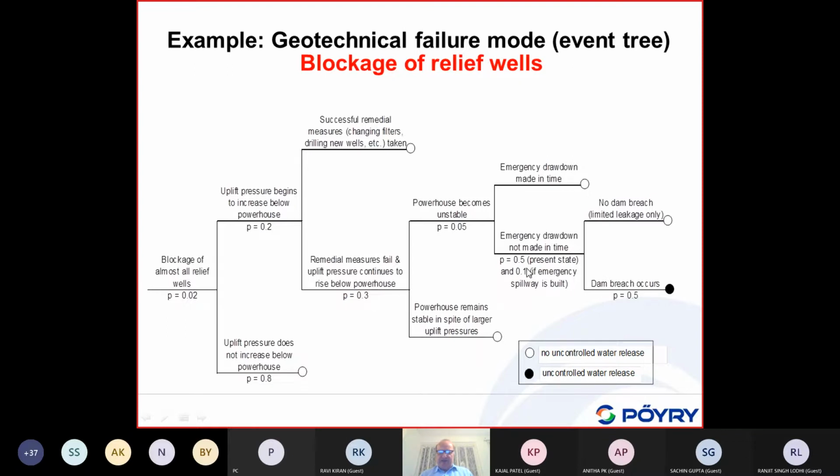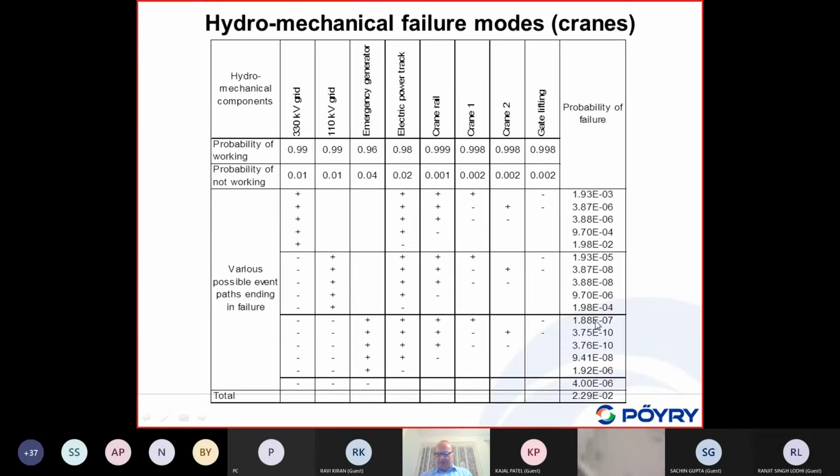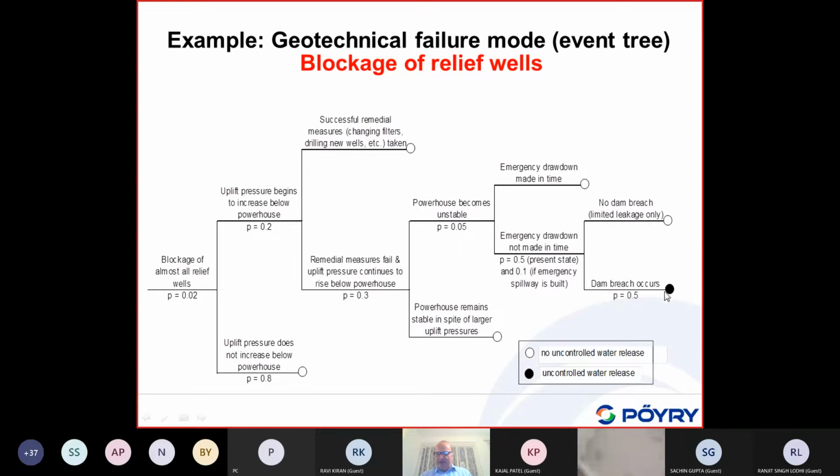And for reducing the risk, for that project we also studied the effect of additional spillway capacity. If you have this additional spillway capacity, or additional reserve spillway, if you may call it, it was assumed to be 0.1. And if this release cannot be done, we have maybe no dam breach, or we have a dam breach. Okay, so the probability of failure is the initiating event multiplied by 0.2, multiplied by 0.3, multiplied by 0.05, multiplied by 0.5, multiplied by 0.5. And this gives the probability of uncontrolled release of water.